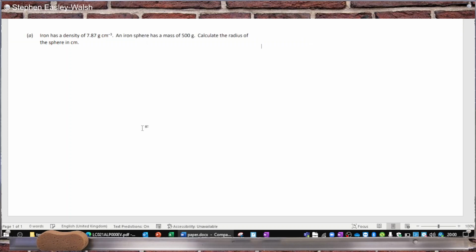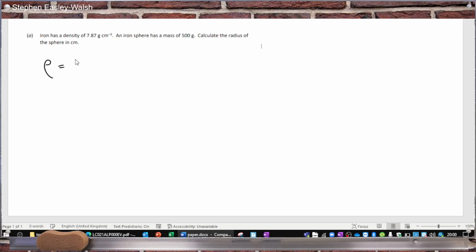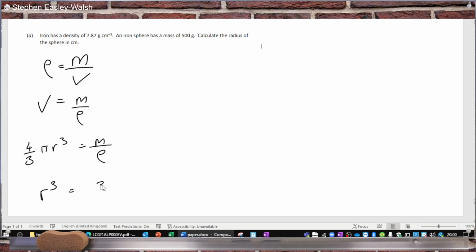First question, there we go, it's on the screen. Iron has that density and we have a 500 gram sphere. What's the radius? Okay, so density is mass over volume. So volume is mass over density. Volume is 4 over 3 pi r cubed is mass over density. So that means r cubed is 3 times the mass over 4 pi the density. So the radius is the cube root of that.